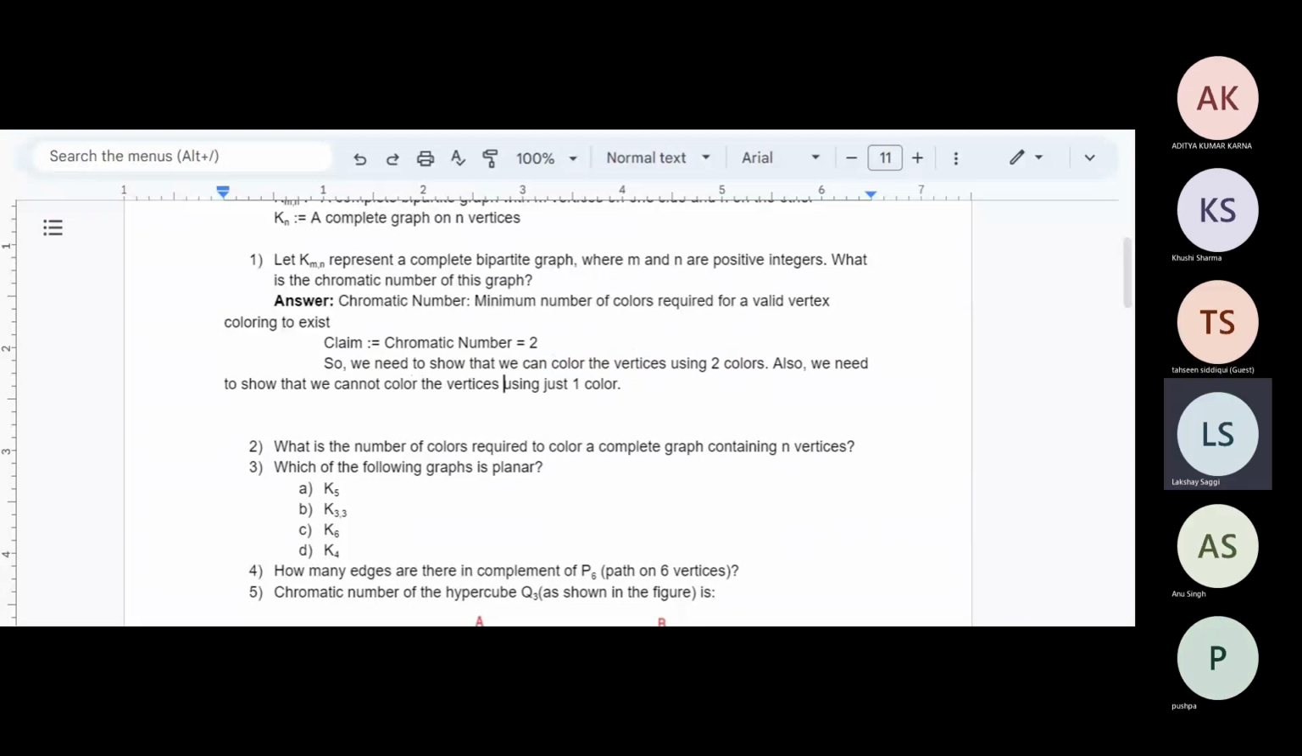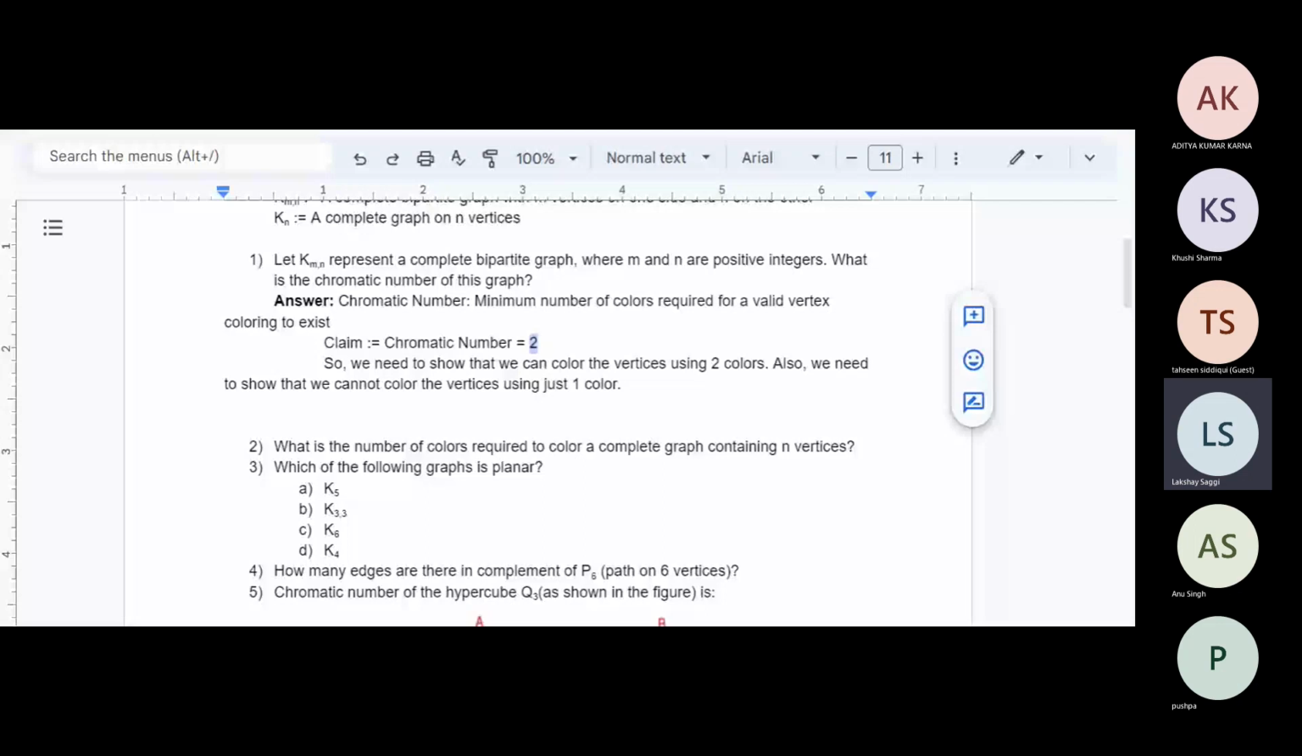Like I just said, to show that this is the minimum number of colors required, since we need the minimum part for chromatic number, we have to show two parts. We need to show that we can color the vertices using two colors, so the chromatic number is 2. And we also need to show that we cannot color using 2 minus 1, which is just one color.